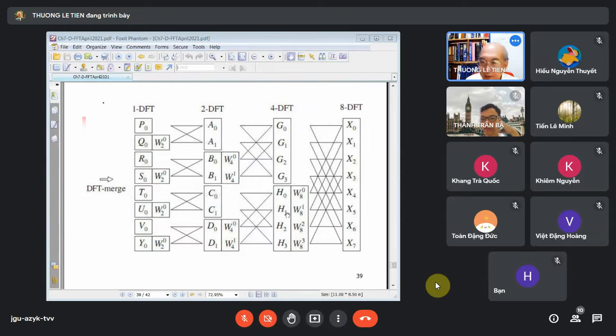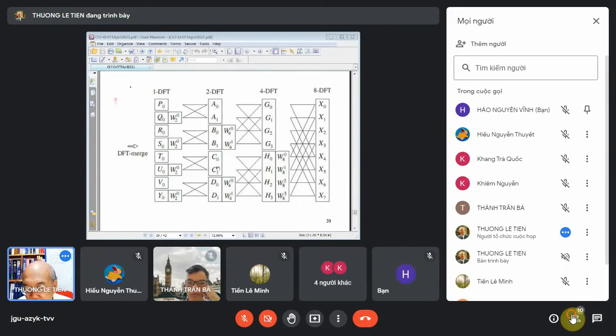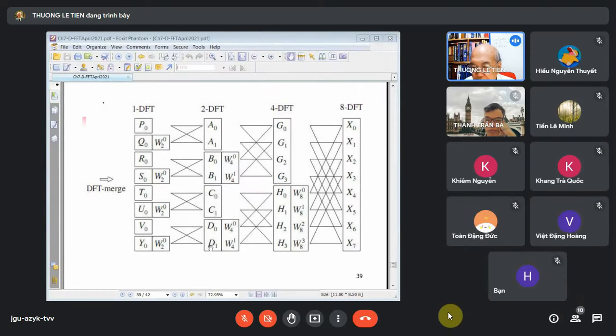But bearing in mind, every time we do merging, we have to multiply the DFT results of the odd-index samples by the twiddle factor. For example, if you want to merge 2-point DFTs, you have to multiply with the twiddle factor of 4, W_4^0, W_4^1, that is half of the total twiddle factors. If you want to merge two 4-point DFTs to make 8 points, you have to multiply by the twiddle factor of 8: W_8^0, W_8^1, W_8^2, W_8^3. Okay?